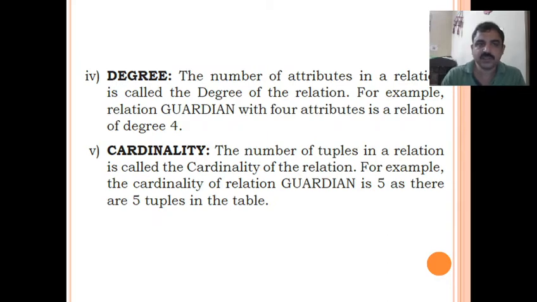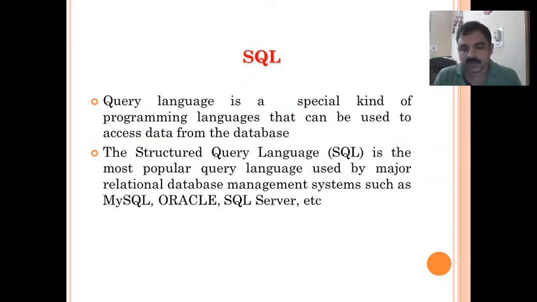We'll move to the next, that is degree. The number of attributes in a relation is called degree of the relation. Number of attributes means number of columns. So how many columns are there, that is its degree. Similarly, cardinality, the number of tuples or rows in a relation is called cardinality. Clear?